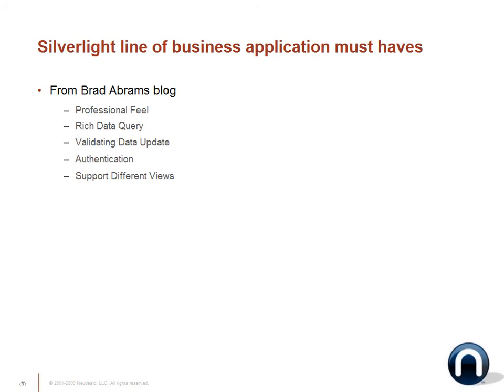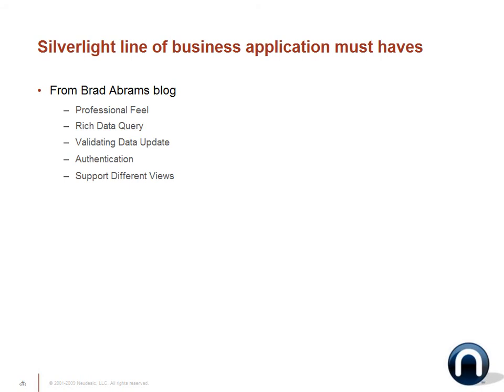Also, one of the most important things with line of business applications is the rich data query. So users are looking at a lot of data, trying to find whatever it is that they're looking for. So you want to be able to give them the ability with the least amount of effort to get a bunch of data, sort, page, filter, do whatever they need to do to be able to find what it is that they're looking for, with a minimal amount of effort on both the user's part and the developer's part to set that up.